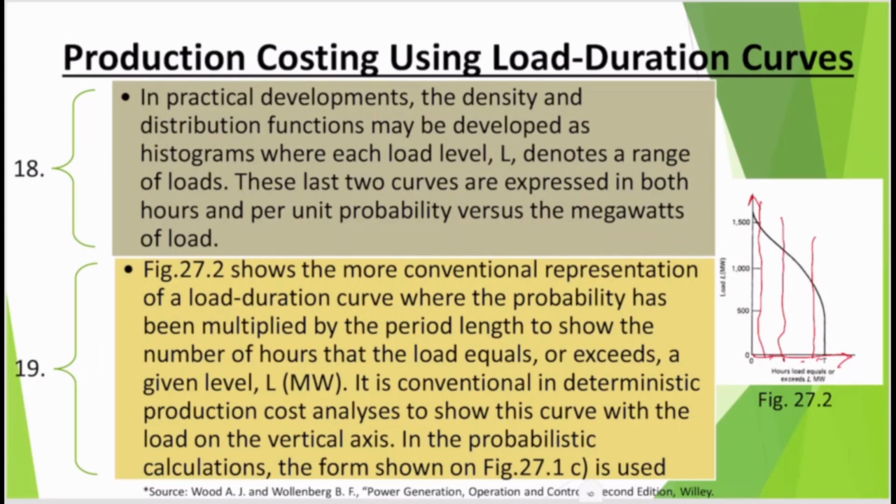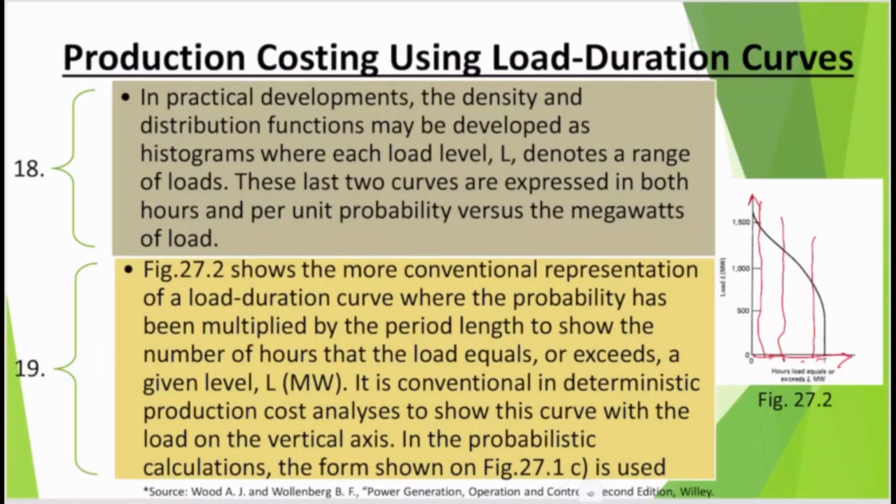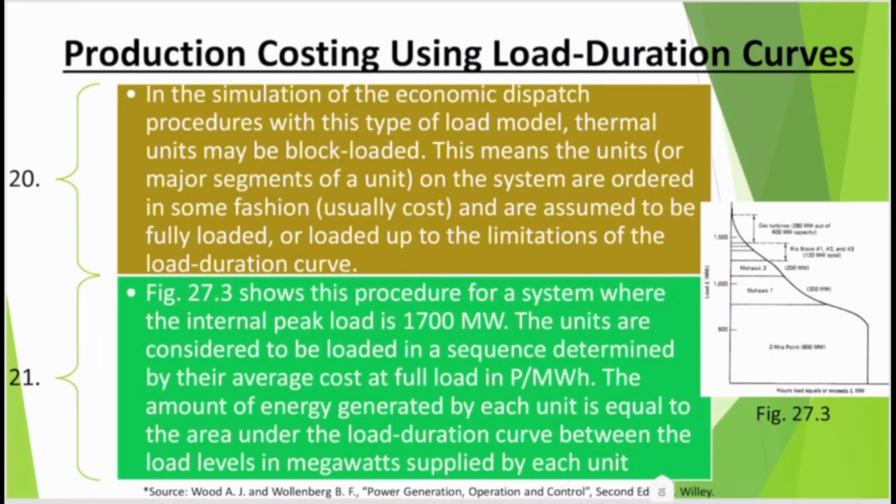Figure 27.2 shows the more conventional representation of a load duration curve, where the probability has been multiplied by the period length to show the number of hours that the load equals or exceeds a given level L megawatt. It is conventional in deterministic production cost analysis to show this curve with the load on the vertical axis. In the probabilistic calculations, the form shown in figure 27.1c is used.